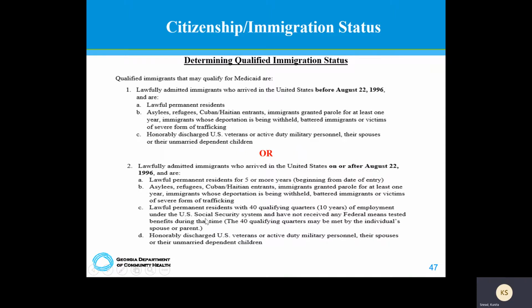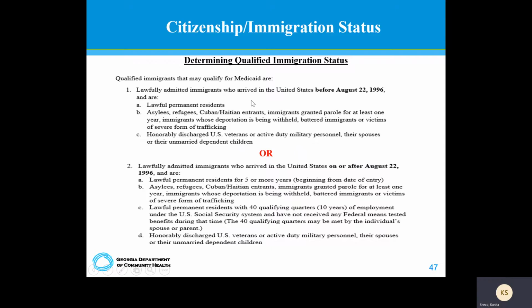C is that they are a lawful permanent resident with 10 years of employment. That's 40 qualifying quarters. So they have to have at least 10 years of employment under the Social Security system and have not received any types of federal benefits. And then for the 40 qualifying quarters, if they don't have it, if they are married or they have a parent and their parent has 10 years of employment on the Social Security system and have not received any federal means-tested benefits, then they can qualify off of their spouse or their particular parent. And then D is the same as above about the discharged U.S. veterans or active duty military personnel.